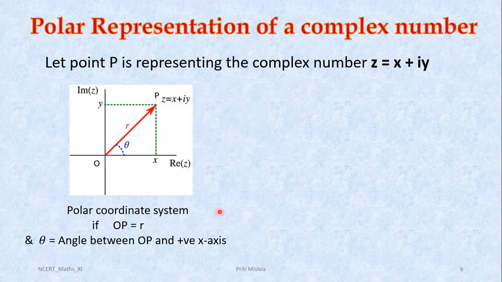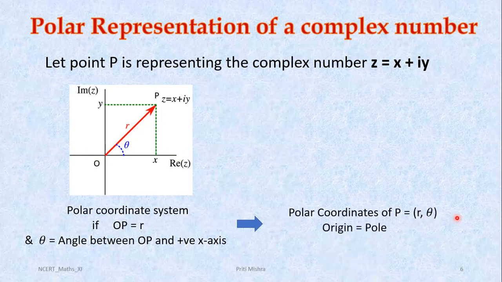This is known as the polar coordinate system, where we represent any complex number in terms of r and theta. And what is r? r is the length of the line segment OP, and theta is the angle between the x-axis and the line segment OP in the anti-clockwise direction. So in the polar coordinate system, we have polar coordinates of this point P, r and theta, and the origin is known as the pole here, and the positive x-axis is known as the initial line.